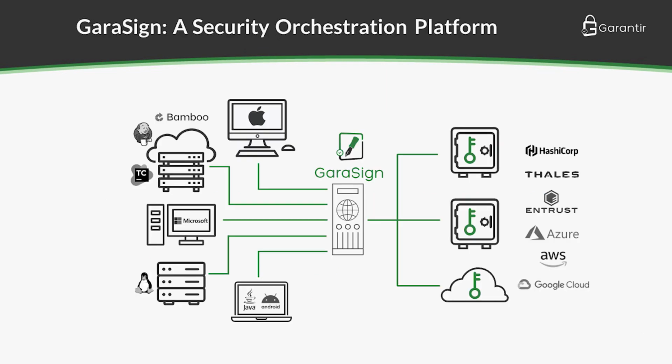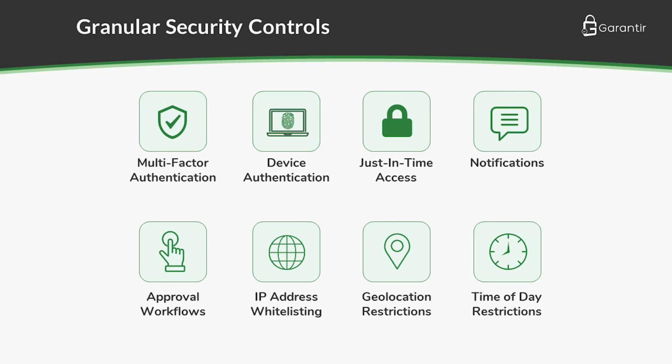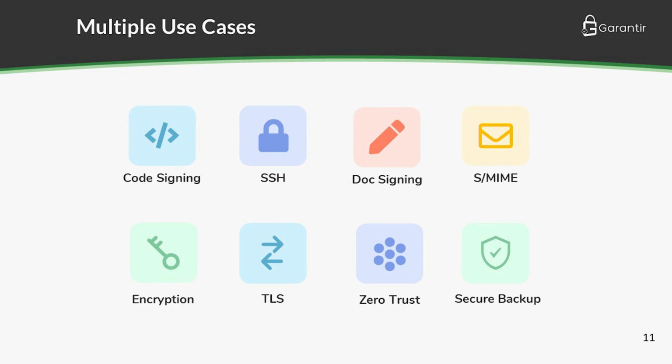In this short demo video, we've seen how GaraSign and a hardware security module or key manager can be used to enforce strong security controls on web applications, sensitive files, email, and privileged systems. It's important to emphasize that GaraSign supports a wide range of security controls, including device authentication, notifications, approval workflows, and more. This solution can be used for additional use cases, including code signing, document signing, and database encryption.